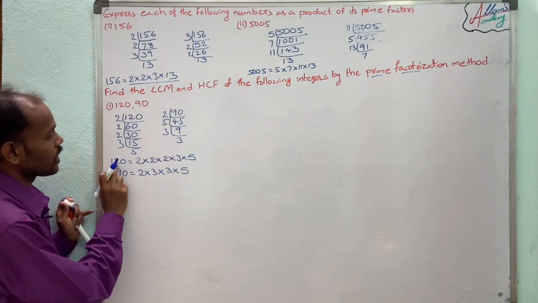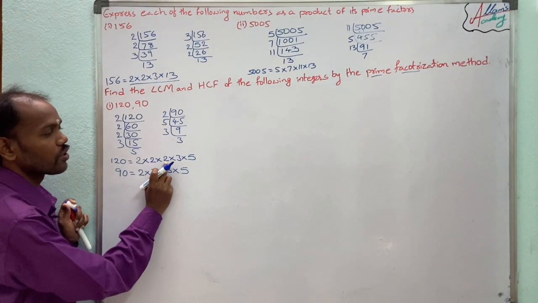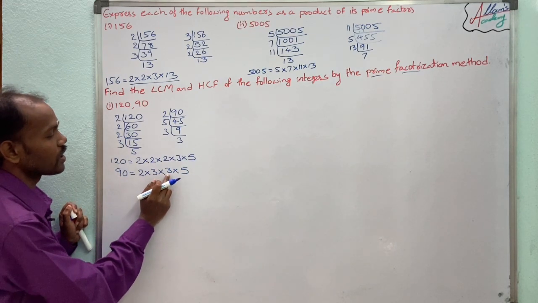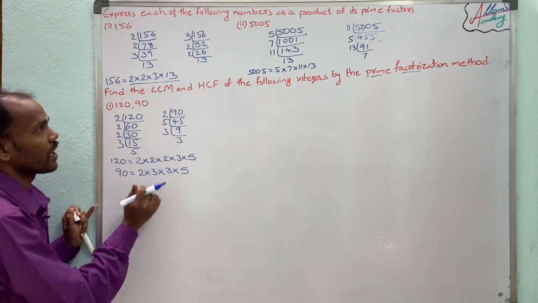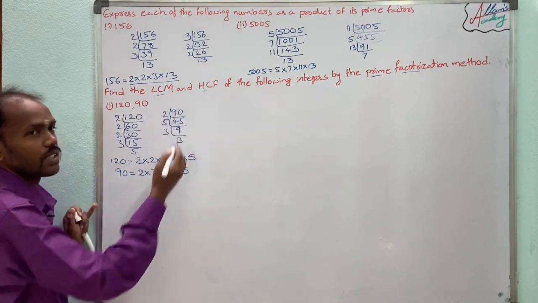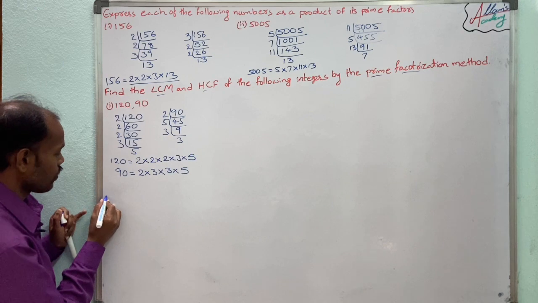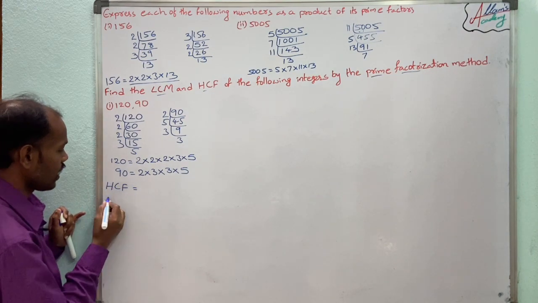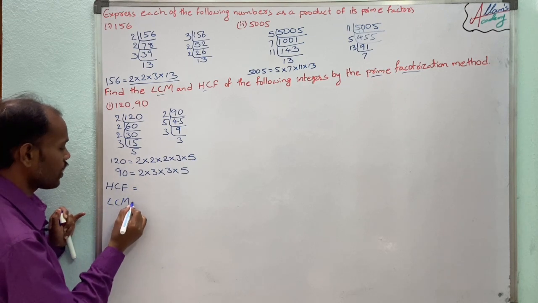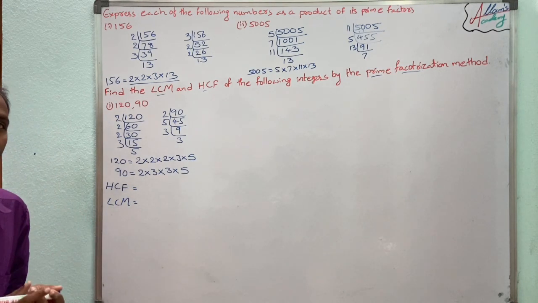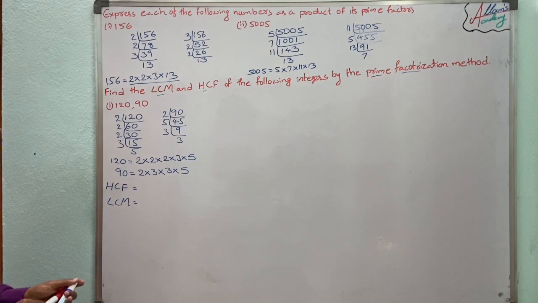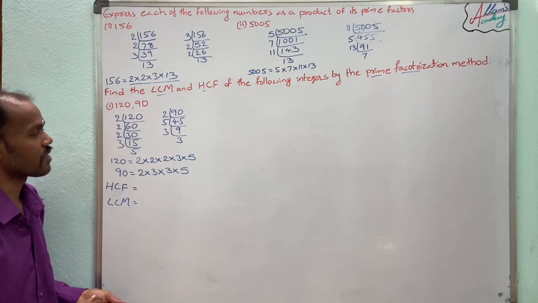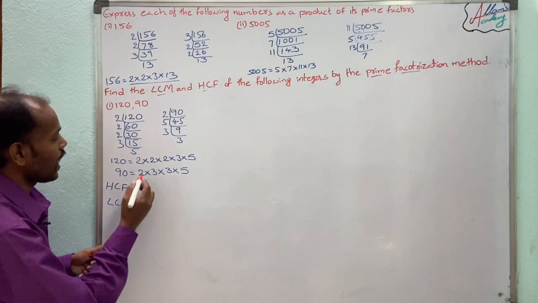Now 120 can be expressed as 2 into 2 into 2 into 3 into 5, and 90 can be expressed as 2 into 3 into 3 into 5. Now finding the LCM and HCF of the given numbers. First finding HCF, next finding LCM. For the HCF of the given numbers, from both factorizations we take the common factors as a pair.